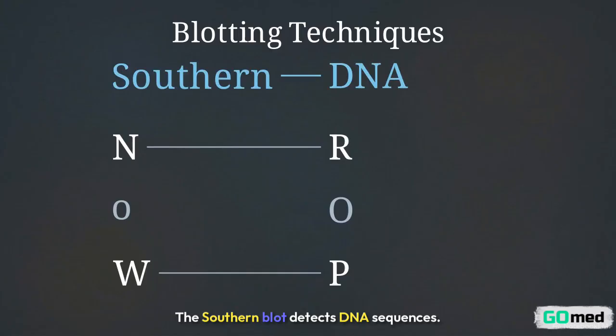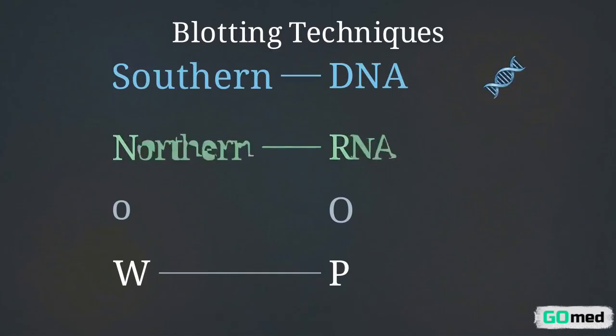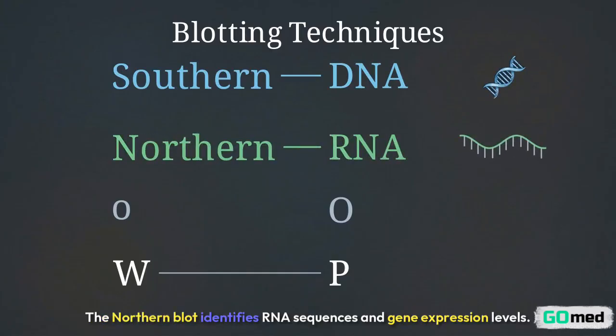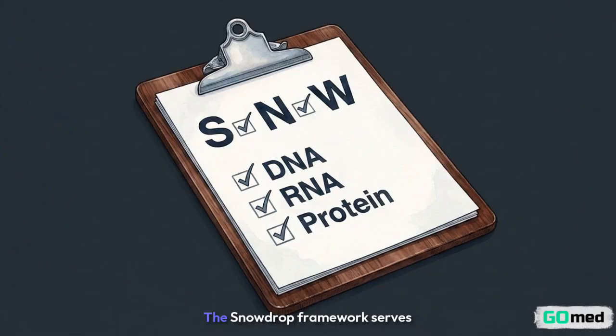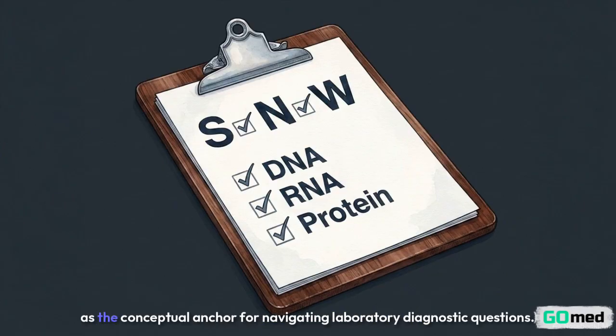The southern blot detects DNA sequences. The northern blot identifies RNA sequences and gene expression levels. The western blot detects specific proteins using labeled antibodies. The snowdrop framework serves as the conceptual anchor for navigating laboratory diagnostic questions.